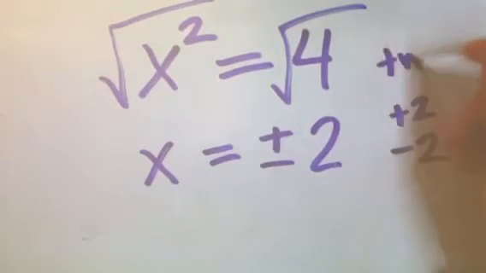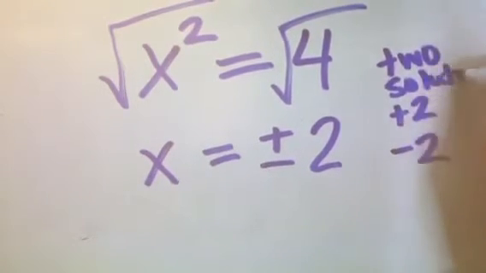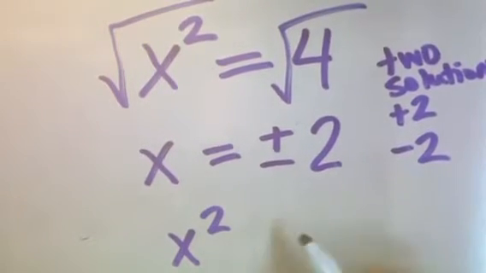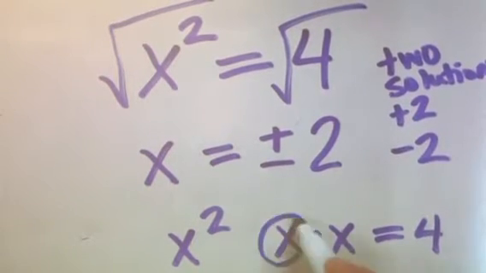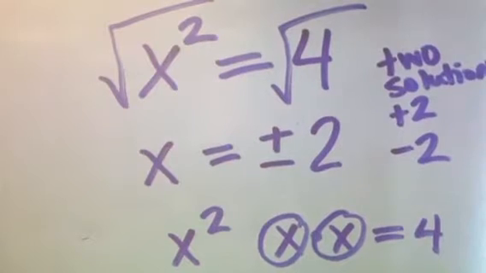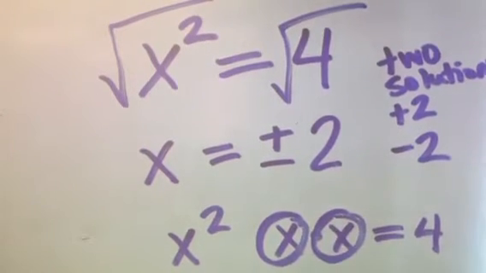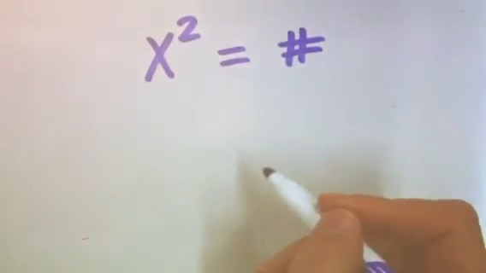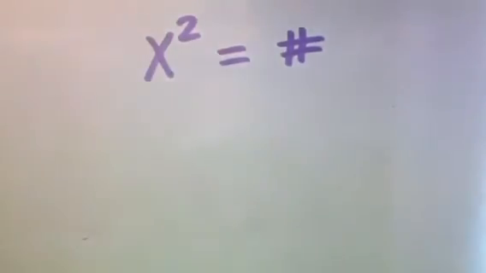a solution. We have two possible solutions because if you're squaring x, that means you're multiplying x times itself and you're getting 4. This would work for positive 2 times positive 2, or this would work for negative 2 times negative 2. So most, not all, but many equations in the form x squared equals a number will have two solutions.